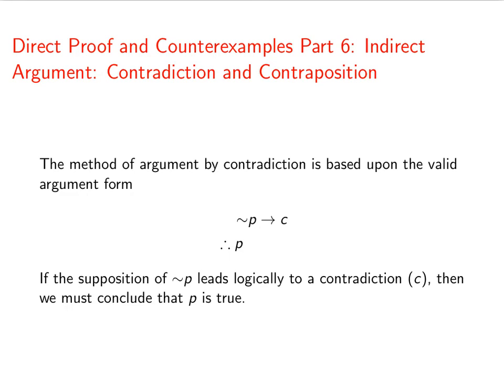So the method of argument by contradiction is based on this argument form. Not P implies C, therefore P. Now C is a contradiction here. So if we suppose not P and we lead logically to a contradiction, then we have to conclude that P is true.